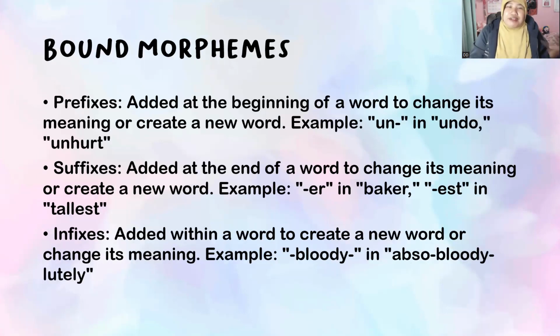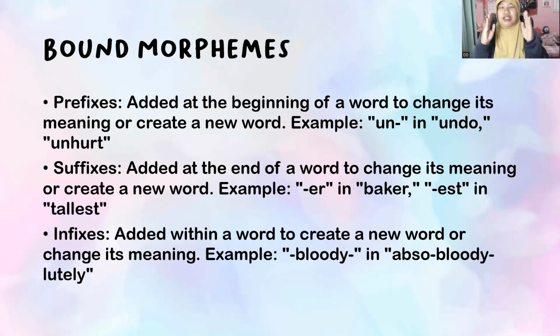There are also prefixes, suffixes, and infixes. Prefixes are added at the beginning of a word to change its meaning to create a new word, for example in undo or unheard. Okay, suffixes are added at the end of the word to change its meaning to create a new word, for example in baker or in tallest. And infixes are added within a word to create a new word or to change its meaning, like bloody.